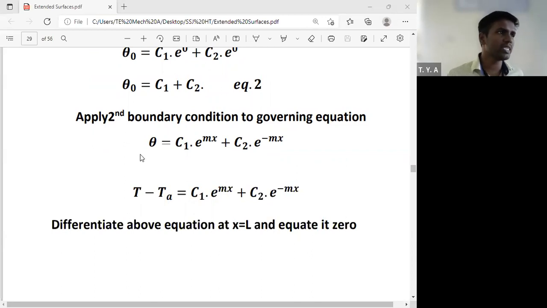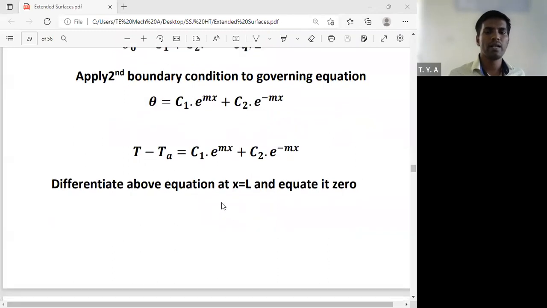Write down: apply the second boundary condition. What is our equation? Theta is equal to C1 e raised to mx plus C2 e raised to minus mx. But theta is nothing but T minus Ta, so we put that value: T minus Ta is equal to C1 e raised to mx plus C2 e raised to minus mx. Now we take the differentiation of this equation at x is equal to L and equate it to 0, so that we get the equation for dT by dx.